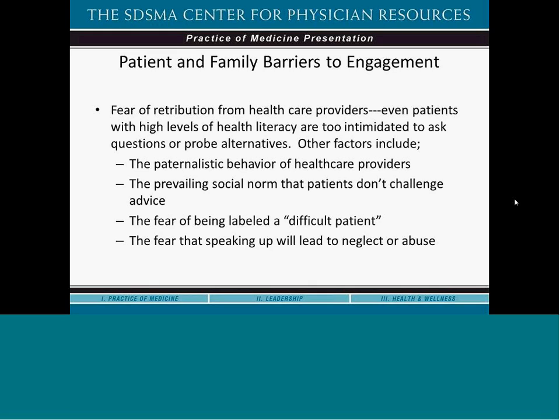Barriers to engagement, fear of retribution from healthcare providers. Even patients with high levels of health literacy are intimidated to ask questions or probe alternatives. And that's the fact. I've seen it time and time again, where we've got folks who you would think would have been involved and would have been first to ask questions and just not muster up that courage to do so.